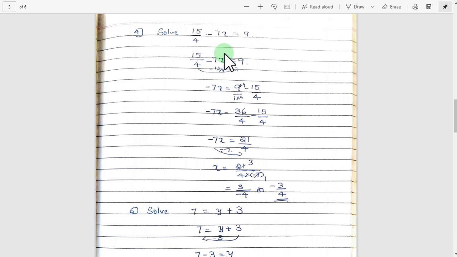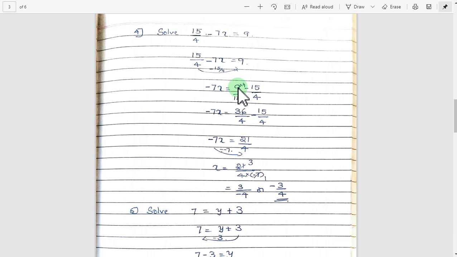What will remain here? -7x remains here. This minus sign is for 7x. So -7x = 9 - 15/4. Actually 9 - 15/4. So 9 is a number, 15/4 is a fraction.